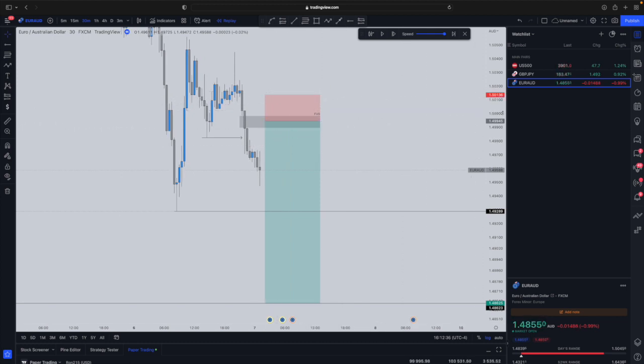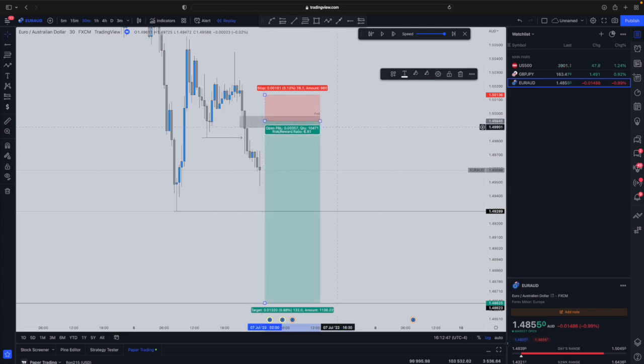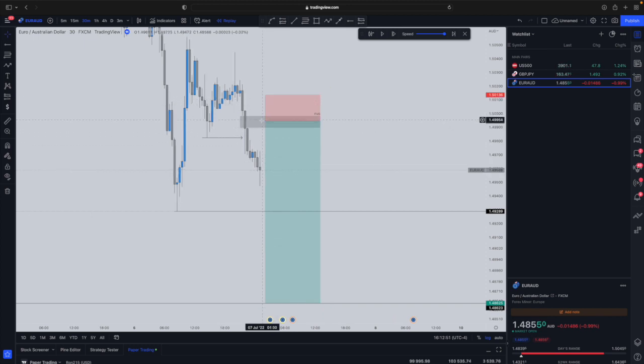In most cases, I will enter at the opening of the fair value gap, 9 times out of 10. But the reason I chose the 50% is that I was trying to get a better stop loss, a tighter SL. By moving my entry to the 50%, it gave me a tighter SL, even though I had the chance of missing the trade, since this was a small fair value gap.